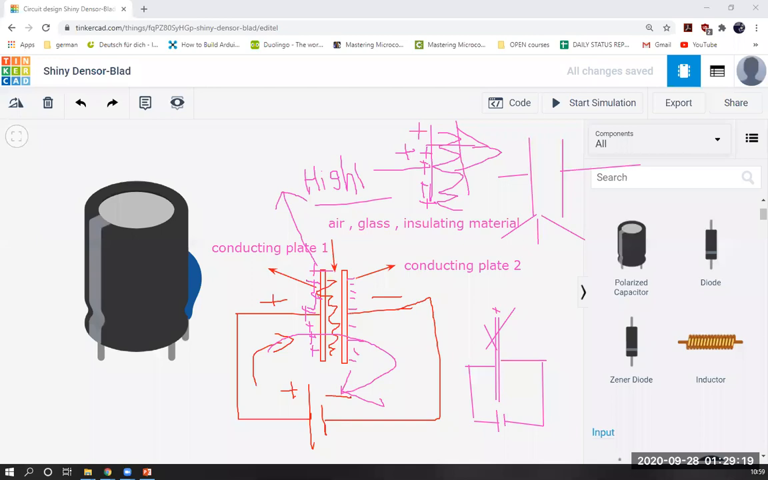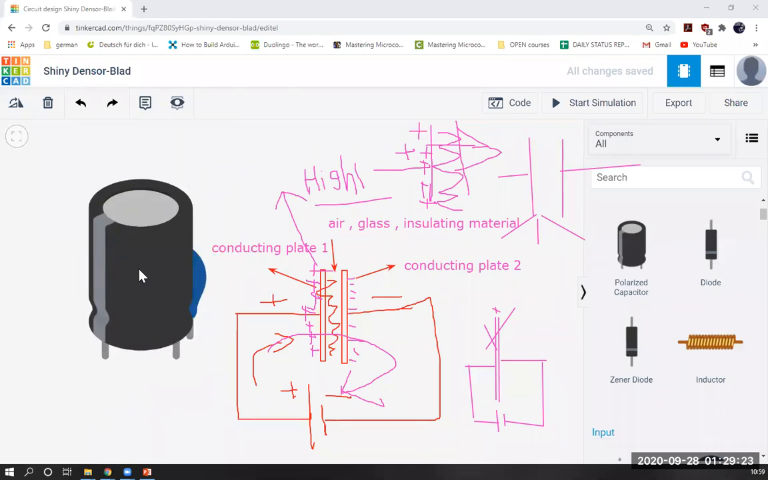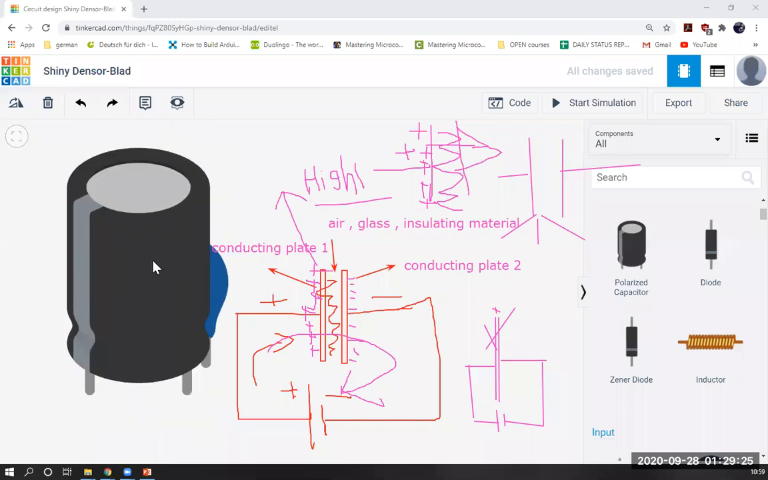Someone is asking how to zoom components. Use your mouse scrolling button. Use your mouse to zoom in and zoom out.